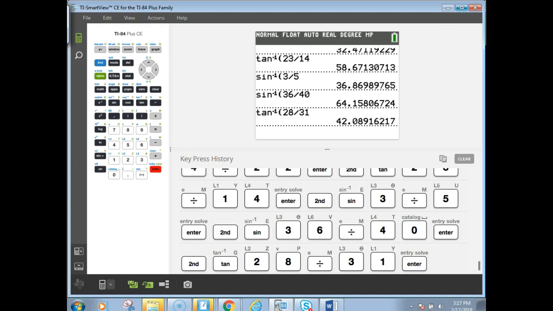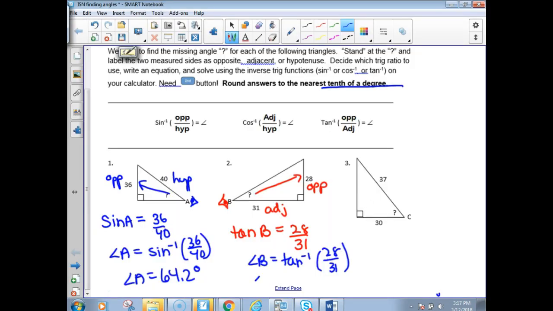Okay, we get 42.1 degrees. Our third example will be standing at angle C. Opposite is blank, the hypotenuse is 37, and the adjacent leg to the angle is 30. So that's adjacent and hypotenuse, that's your cosine. Make sure that cosine of C is equal to adjacent, which is 30, over hypotenuse on the bottom, 37.